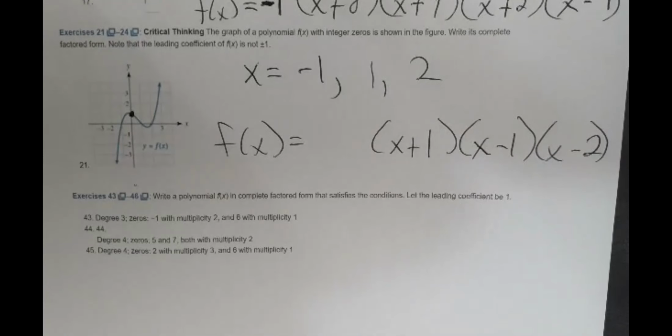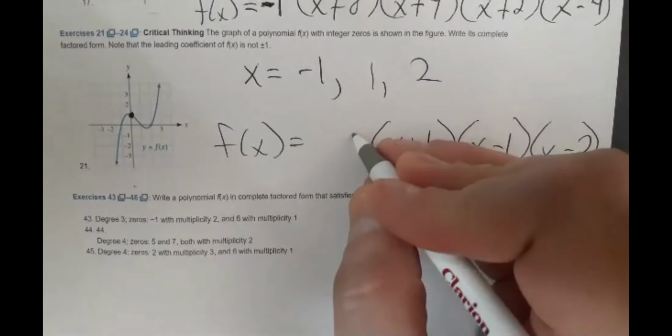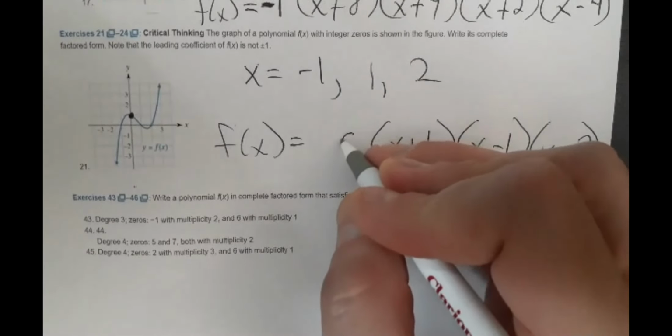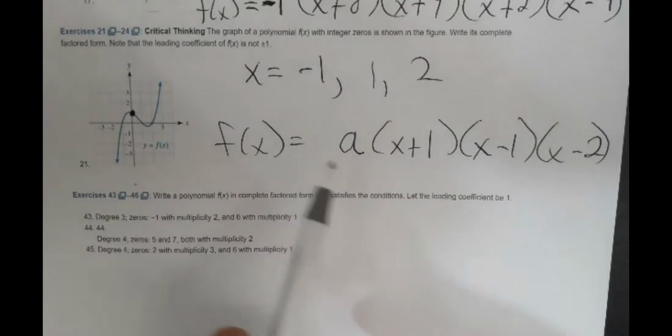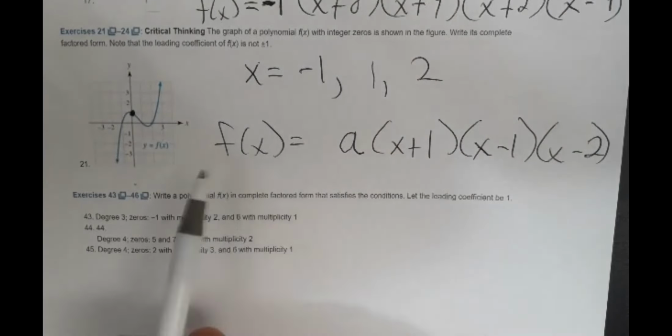And here they say the leading coefficient isn't plus or minus 1. So what should I put in front of all these things to solve for my leading coefficient? What do we usually use for leading coefficient? A. Yeah, put my big A in there. All right, so I have these things, and I want to solve for A. I need to plug in something for my x, and something for my y, so that those things disappear, right? I can solve for my A. What do I want to plug in to get rid of them?